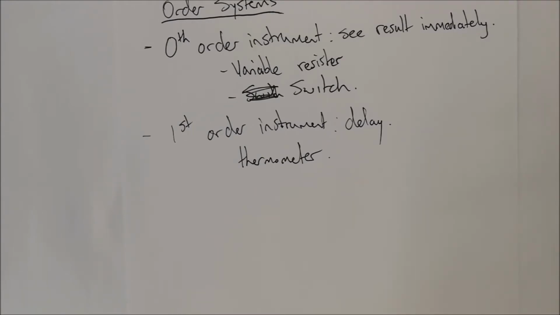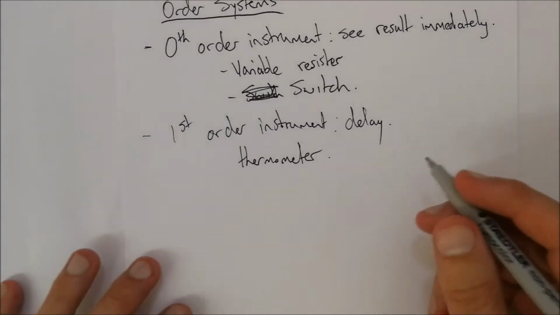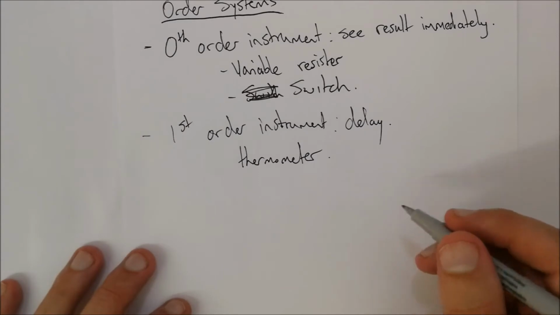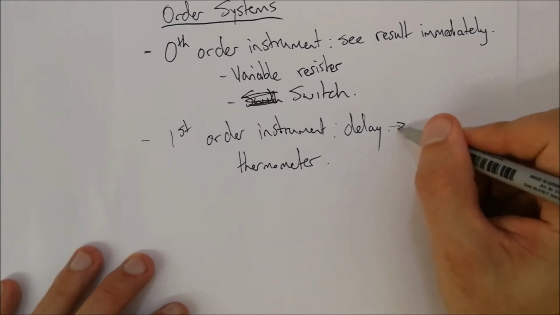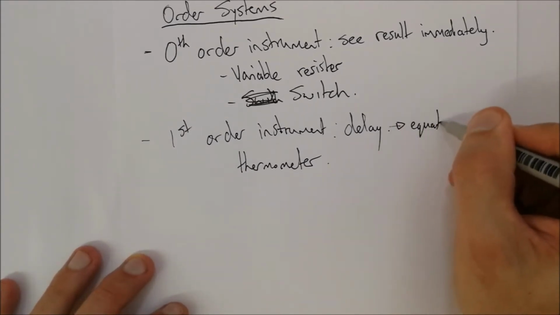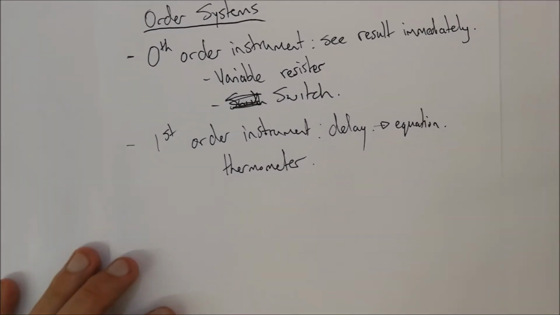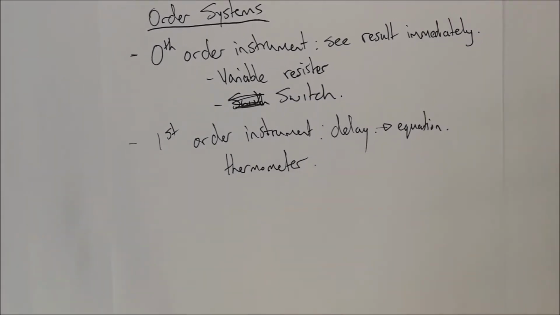So the same issue happens with first order systems. There's a delay involved. You might also find that there is an equation involved. If you've got an electronic type of system, you're able to calculate the temperature depending on voltages, but it could also be in terms of the rate of increase or decrease in temperature to identify what the actual temperature is.